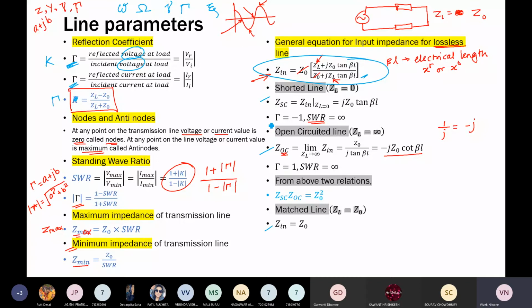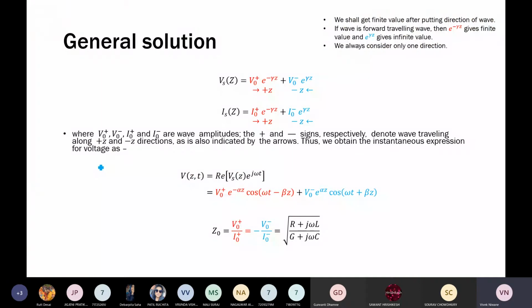Yes, we need to remember the reflection coefficient and the standing wave ratio values. Here in the matched line we will have the reflection coefficient equal to 0. That means if your transmission line is perfectly matched, there will be no reflection and your standing wave ratio will be 1. Your standing wave ratio, Vmax upon Vmin, will be 1. Now this is very interesting.